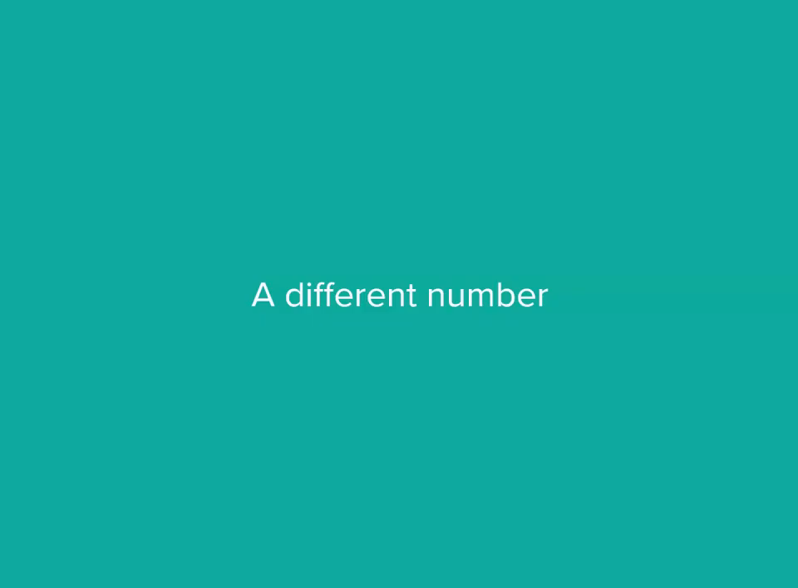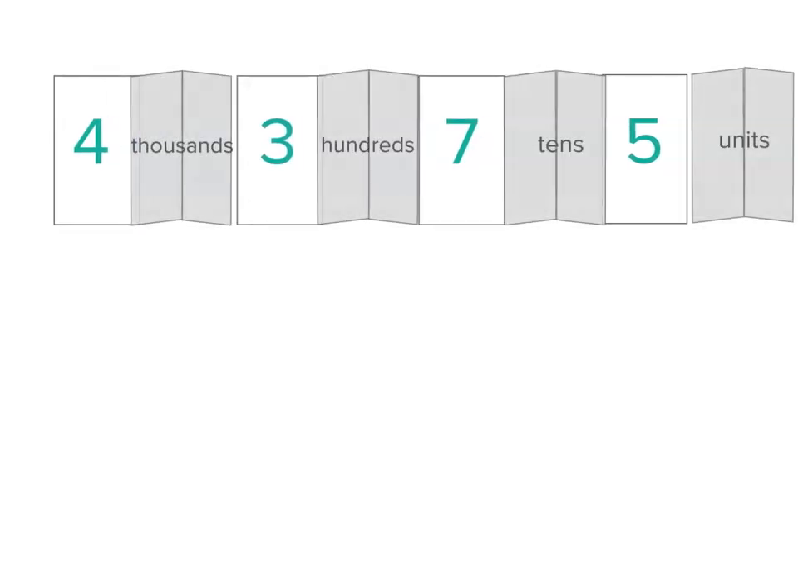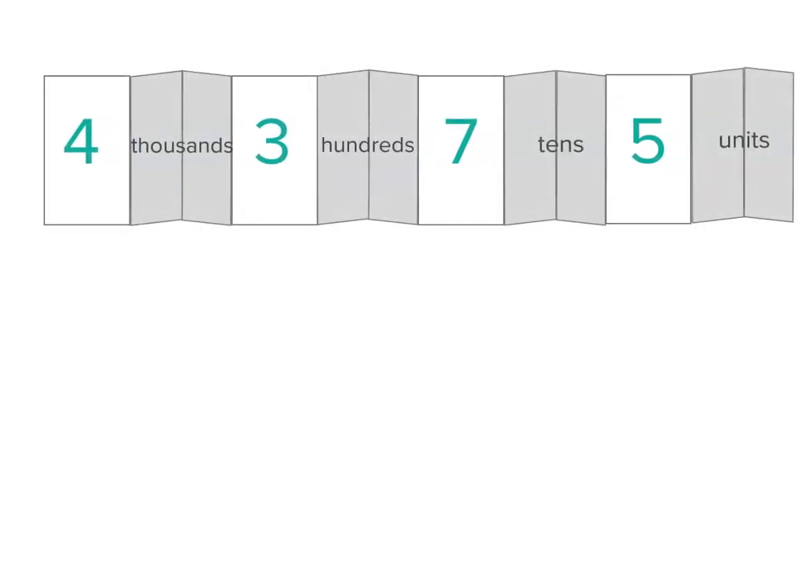Now let's try a different number. We've got 4,375. So if we expand that, you can see we've got a 4 in the thousands place, 3 of the hundreds, 7 of the tens, and 5 of the units.